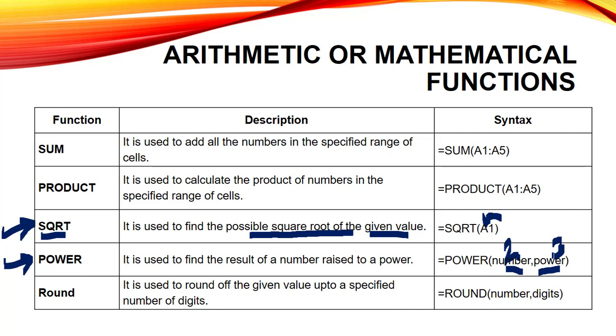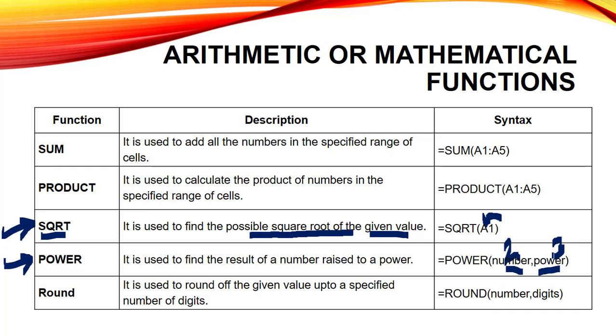Next we have the round function. This round function is used to round off the given values up to a specified number of digits. Fine. Now let's suppose you have any numerical value which is in the form of decimal numbers or which has some decimal points. In that case, if you want to round off that number, you can use the round function. And this round function will simply round off all the decimal point numbers up to the given number of digits.